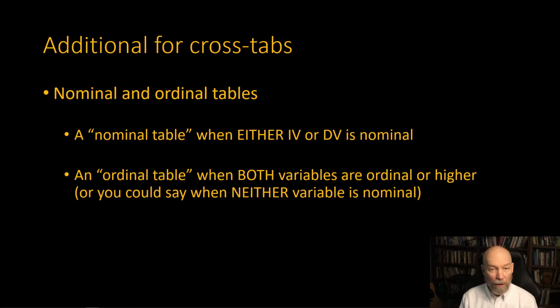So it could be interval, it could be ratio, but in some sense, this is a variable that works categorically in cross-tabulations, and in some sense, both variables are better than nominal measurement. That's going to matter because what tools we use will be affected by this.